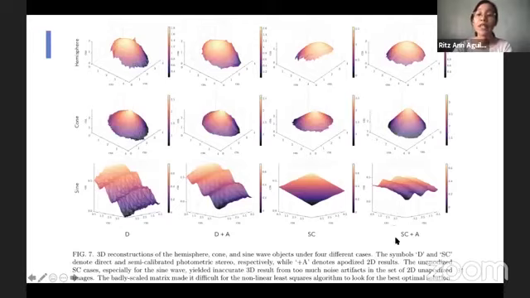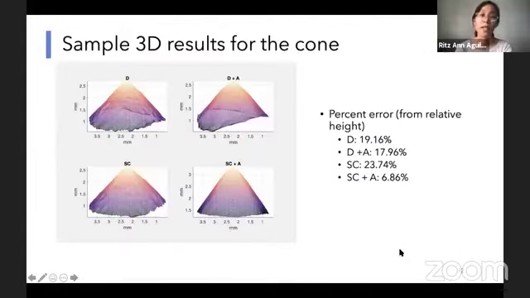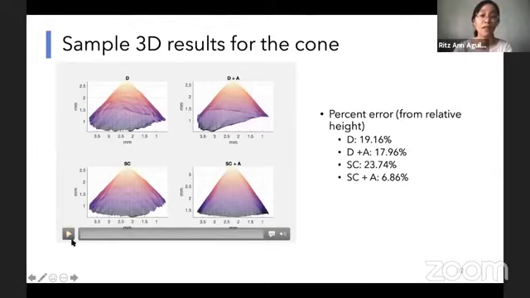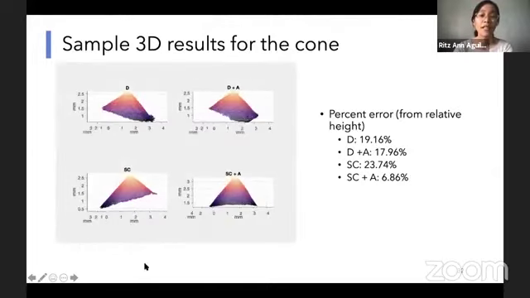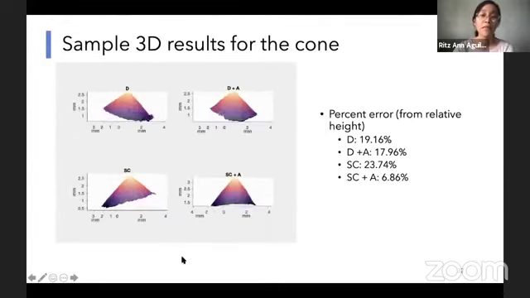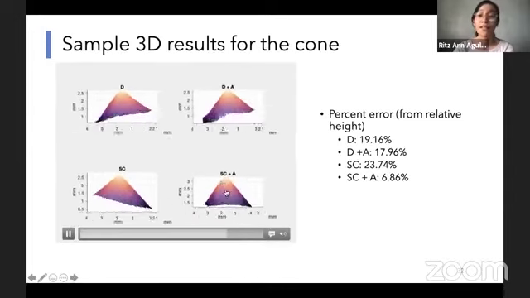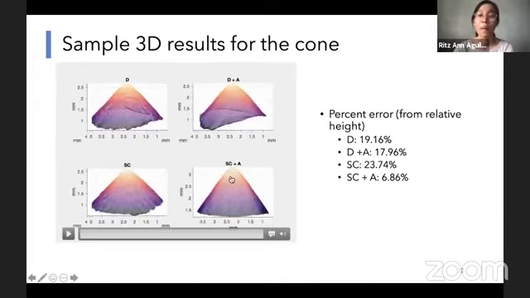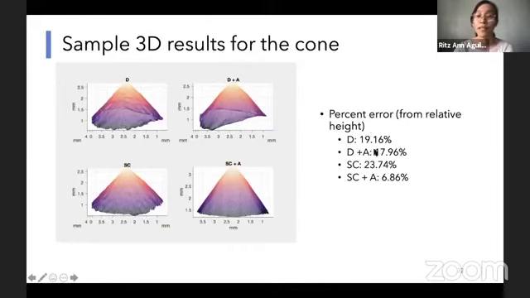And then finally, with the semi-calibrated photometric stereo algorithm combined with apodization, we were able to create accurate 3D images of the cone, the hemisphere, and the sine wave object. So here is a sample rotated 3D view of the cone object. As you can see here, the best one again is the combination of the semi-calibrated case plus the apodized cases, with the following percent errors.